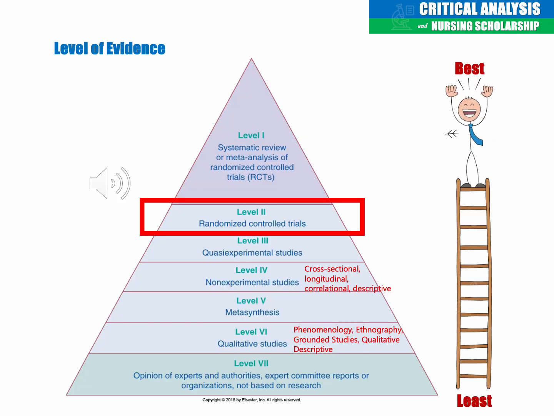Now, using the hierarchy of evidence, you might notice that randomized control trials or experimental research designs are actually located at level 2 of the hierarchy, which means that evidence generated by this research is often considered as best evidence.